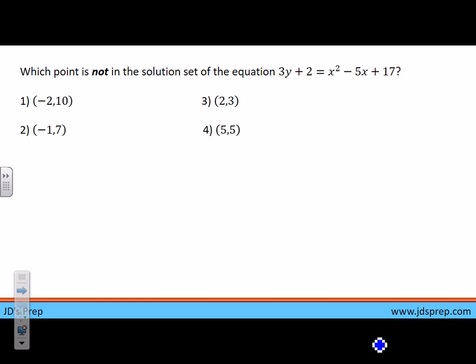In this problem, we are given 4 points, and we want to know which of those 4 points is not in the solution set of the equation 3y plus 2 equals x squared minus 5x plus 17.